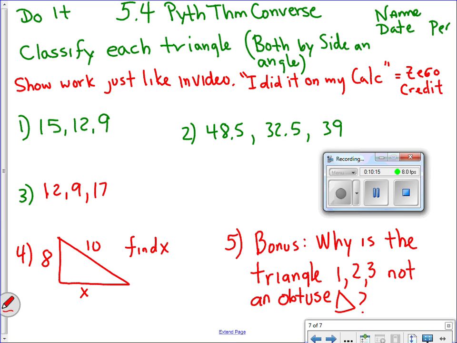Write up the equations. The 1, 2, and 3 problems should be exactly like I'm doing in the video, where I'm writing out the equation, question mark, and you're just modeling it exactly the way I did it. Don't want to do it that way? No worries. I can't give you all the credit. Number 4 is a problem that you've been doing since probably 7th grade. Find the missing side of a right triangle. And then finally a bonus: why is the triangle 1, 2, 3 not an obtuse triangle?